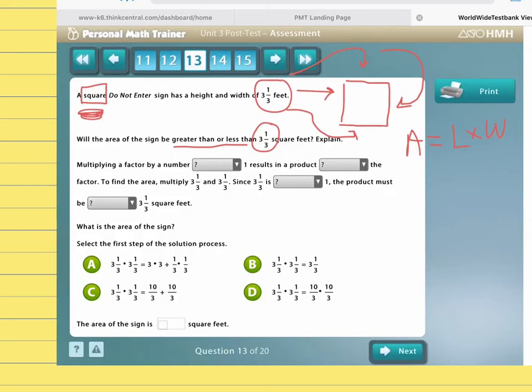Well, you're going to multiply 3 1/3 times 3 1/3, and that would mean you're multiplying by numbers that are greater than 1, so it will be greater than. Multiplying a factor by a number greater than 1 results in a product greater than the factor. To find the area, multiply 3 1/3 times 3 1/3. Since 3 1/3 is greater than 1, the product must be greater than 3 1/3. So what are we going to do to solve this? We're going to multiply 3 1/3 times 3 1/3.